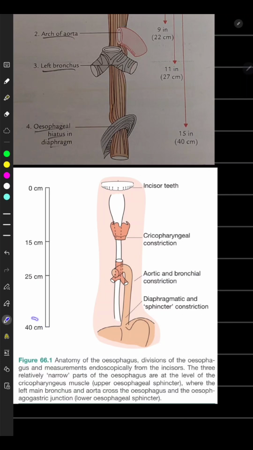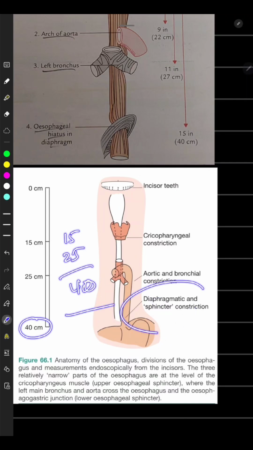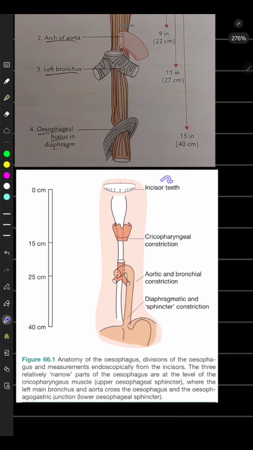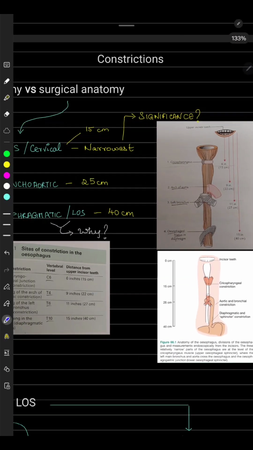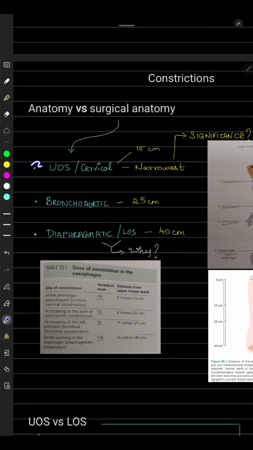And the addition also comes very beautifully for us: 15 plus 25 gives 40 centimeters, which is the next constriction, the diaphragmatic or sphincter constriction, again measured from the incisors. So this is the upper esophageal sphincter or the cervical constriction. The significance is that at 15 centimeters it is the narrowest part in the GIT.